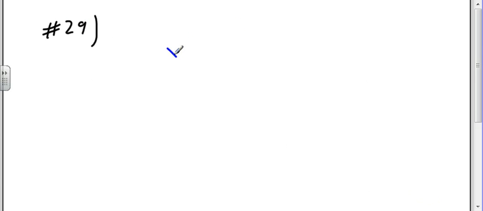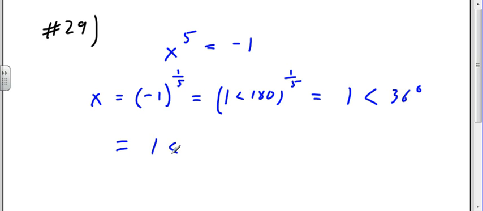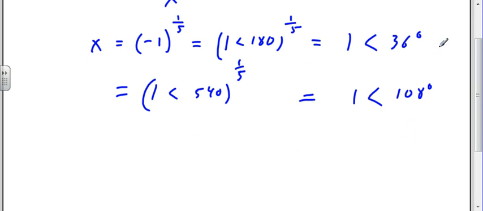29. X to the 5th is equal to minus 1. So x is going to be minus 1 raised to the 1/5, which is going to be 1 angle 180 raised to the 1/5. 1 angle 180 divided by 5, 36 degrees. So I do the first one. The second one would be 1 angle 180 plus 360, 540 raised to the 1/5. So that'd be 1 angle 108. Now there's a difference between these two, right? See that difference? 108 minus 36 is 72 degrees. So the next guy is going to be 72 degrees away.